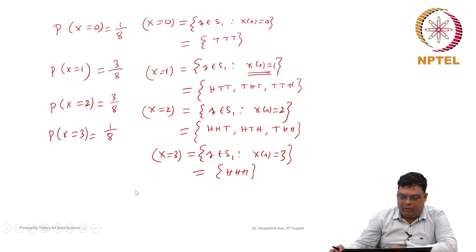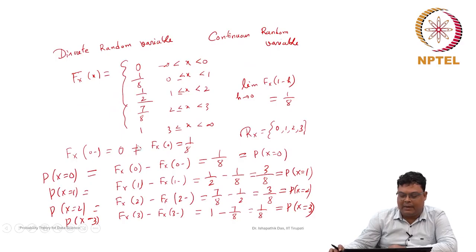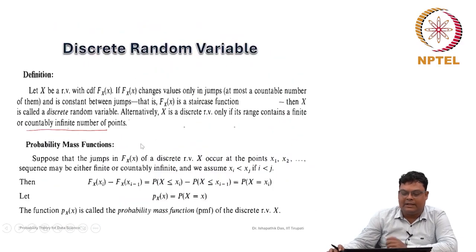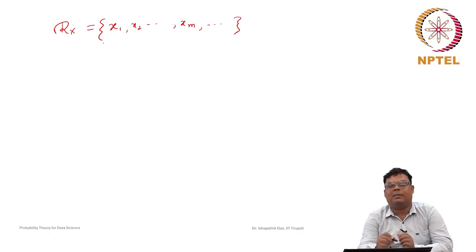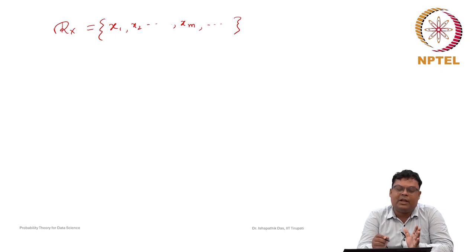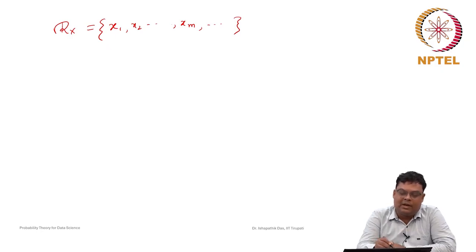Whenever, in general, you have a discrete random variable, it means the range of x contains either a finite number of values, or it may be countably infinite. If it is finite, then you will write the range as 1, 2, 3, up to some number m. Or it may be countably infinite. Countable means there is a bijective correspondence to a subset of the natural numbers. So, we can write x1, x2, up to xm like that, and because there is an order, we can assume without loss of generality that x1 is less than x2 less than x3 and so on. We can assume the range looks like this.